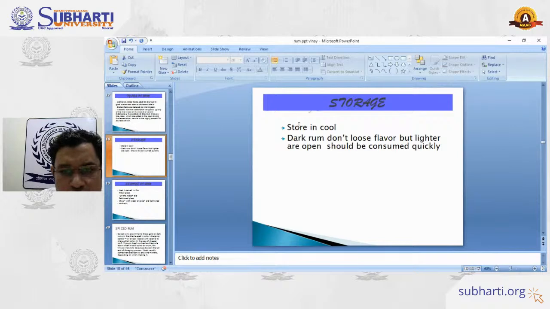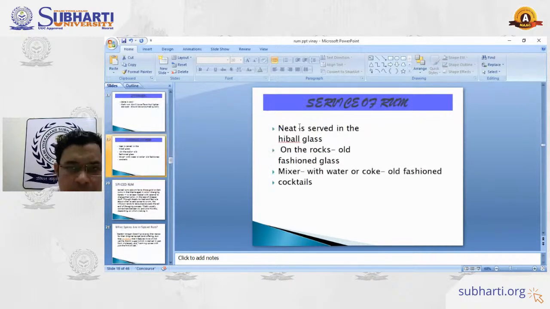Then how we do the storage. We usually store in a cool place. Dark rum does not lose the flavor. Next, how do we serve rum? Like the service of rum. It can be served in a rock glass or like an old fashioned.